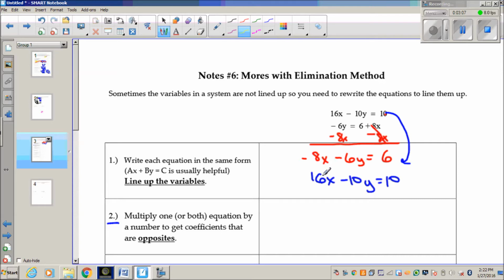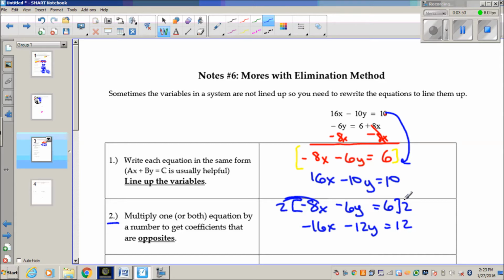Now I notice that 16 is a multiple of 8. 8 times 2 is 16. So if I take this top equation and multiply everything here by 2, then they're going to be the same. So I have negative 8x minus 6y equals 6. This equation, I'm going to multiply everything in the equation by 2. Because in doing that, when I distribute, I'm going to get negative 16x minus 12y equals, and I have to do the same thing to the other side also, 12.